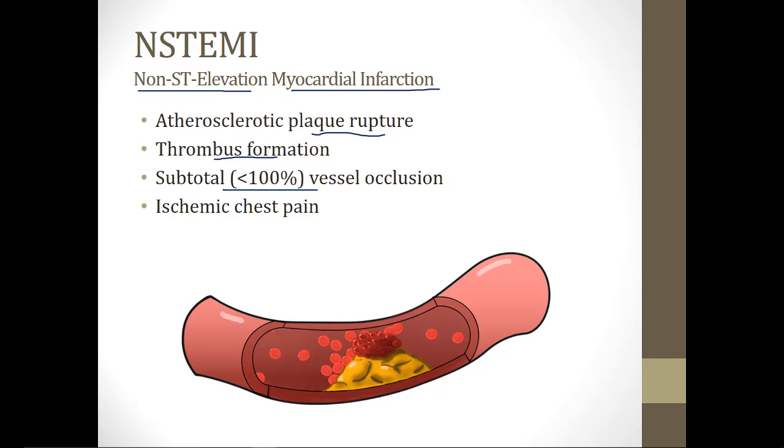We've got a plaque that's ruptured with formation of a thrombus, but there is blood flow beyond the obstruction so that the myocardium is not completely deprived of oxygen. This leads to ischemic chest pain just like in STEMI, but you do not see ST elevations on the surface ECG. And the reason you do not see ST elevations is because there is some blood flow beyond the obstruction, because the obstruction is subtotal.